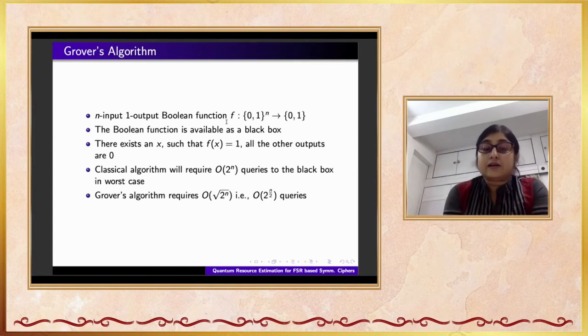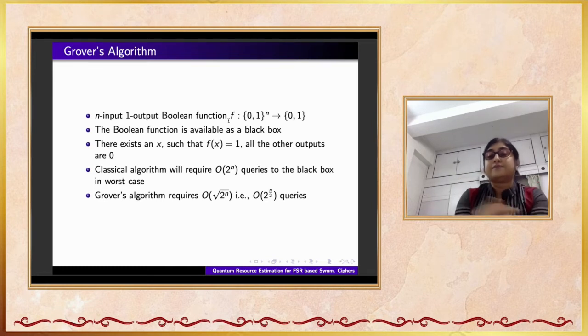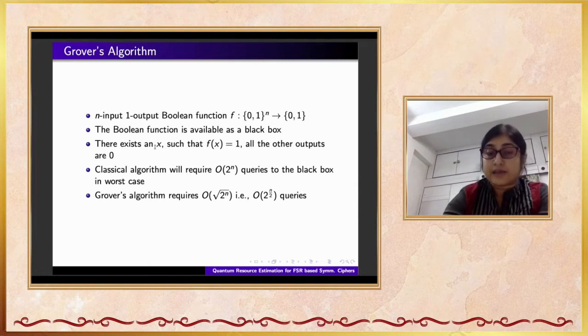Now, the Grover algorithm. In the Grover algorithm, we have to use some Boolean function f which maps {0,1}^n to {0,1}, and the function is like this: f(x) will be 1 for some x, and for all other x it will be 0.